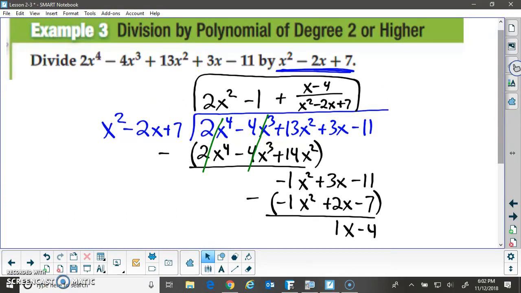Hopefully those examples have helped you remember how to divide polynomials. Please remember to try to subtract your terms below from the terms above, and that's the area where most people make their mistakes.